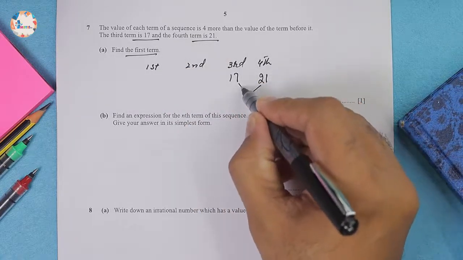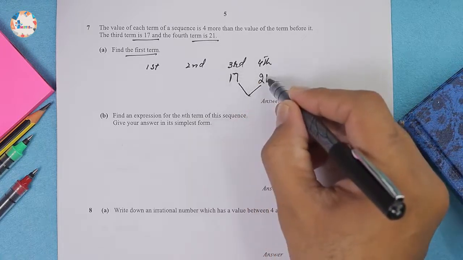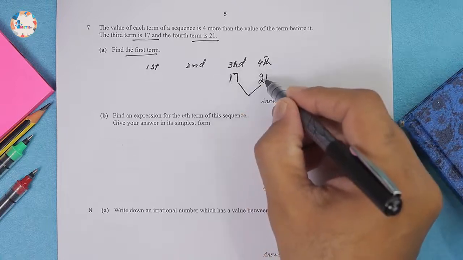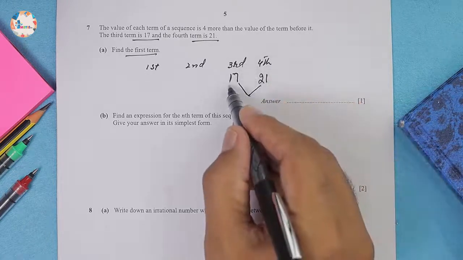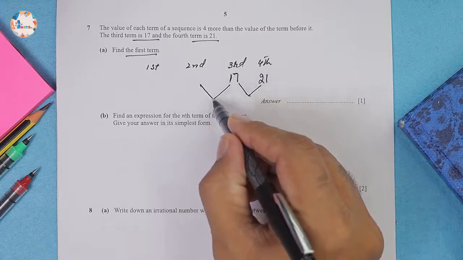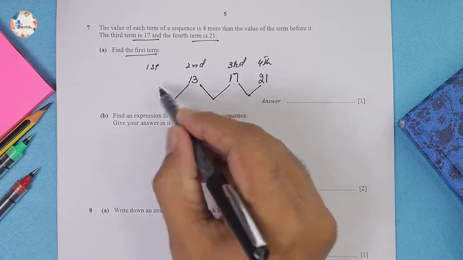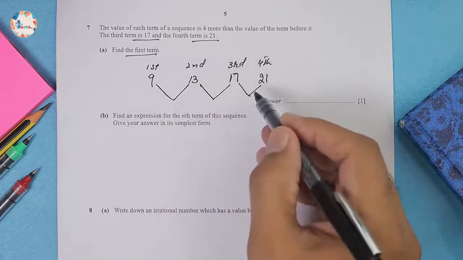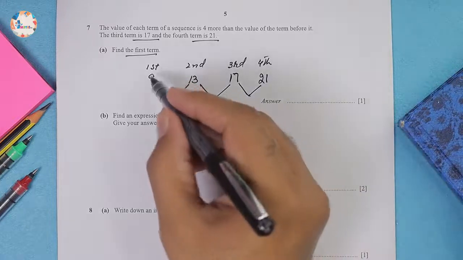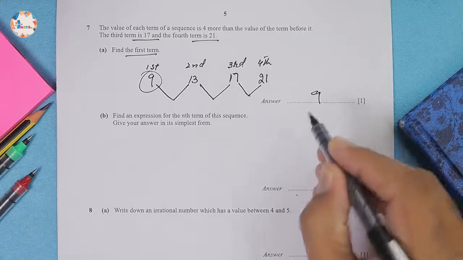So if we add 4 to 17 we will get 21, and subtract 4 from 21 we will get 17. So we will subtract 4 from 17 and get 13, and 4 from 13 we will get 9. So 9 will be our first term, which we can provide as the answer.